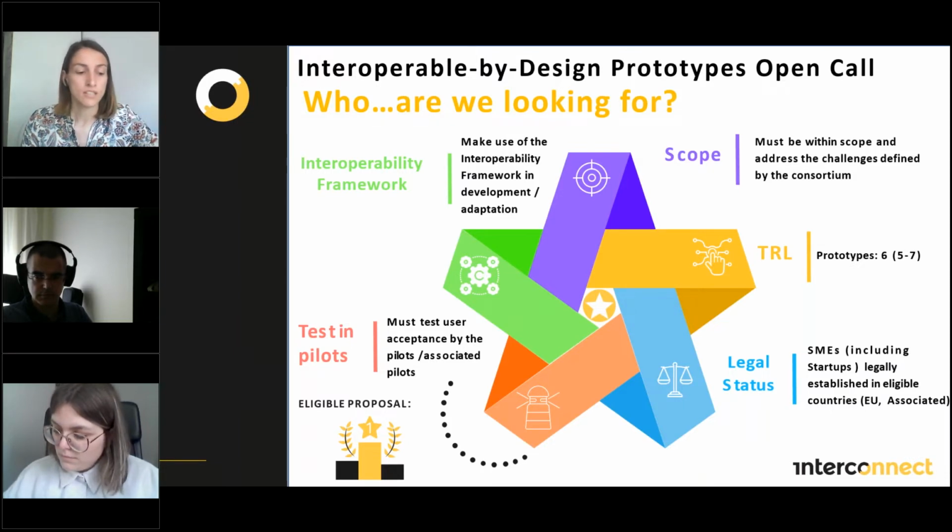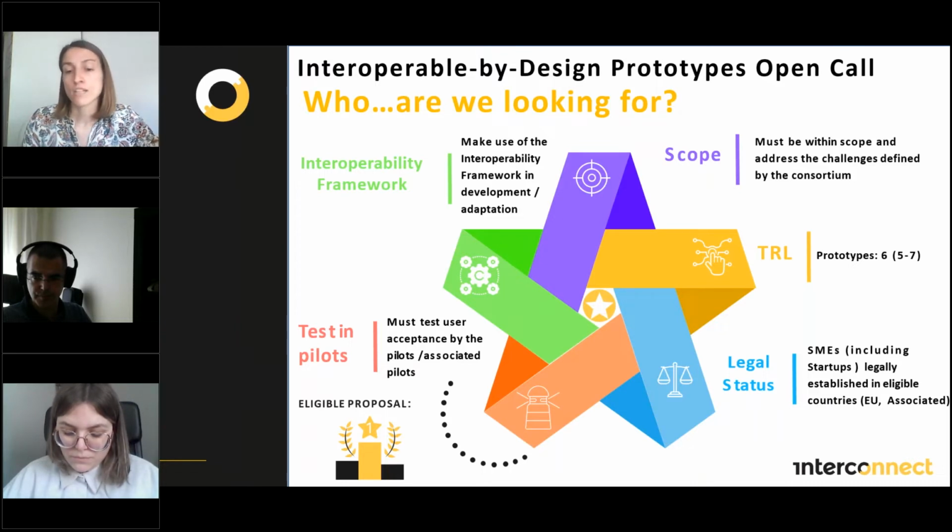First, the proposal should address the use of the interoperability framework in the prototype development, and also should address the implementation and integration of applications within one of the 7 project pilots. The technological readiness level should be between 5 and 7. As the technology supported by the InterConnect program should reach TRL8, the proposal should prove that they have this minimum level of 5 to 7 to reach the goal of 8 at the end of the program, okay?